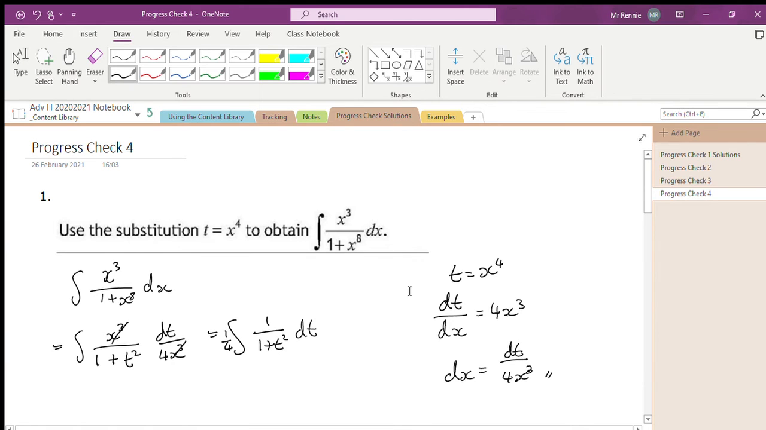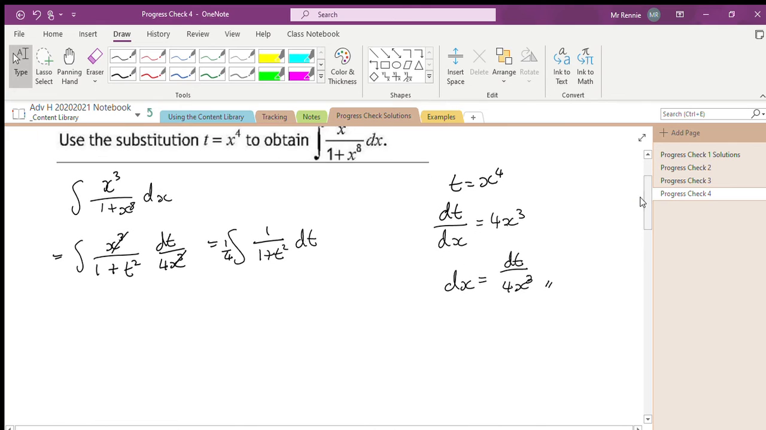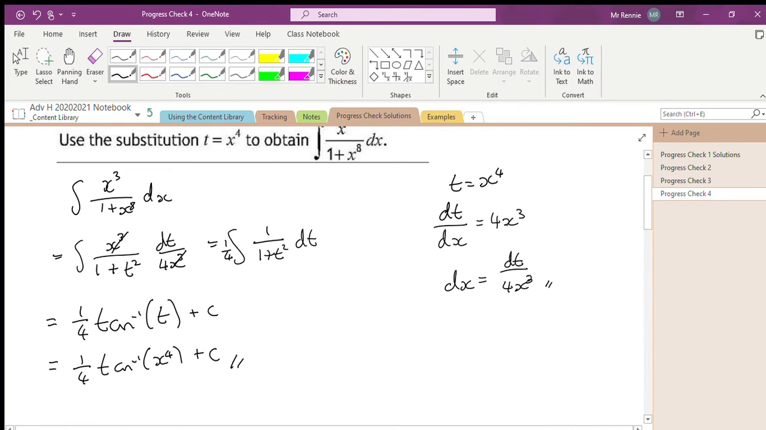Now the integral of 1 over 1 plus t squared is actually a standard integral and it's on your formula sheet. What you get is tan inverse of t plus c, and if I then substitute back in what t is, t was x to the power 4, I get tan inverse of x to the power 4, plus c. So that was the integration by substitution question, and that is the final answer for question 1.